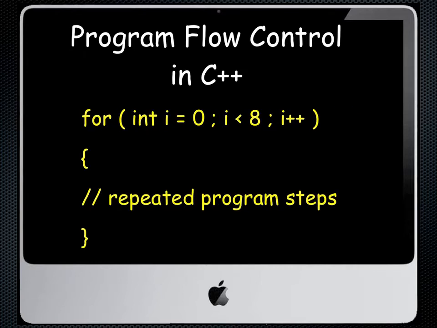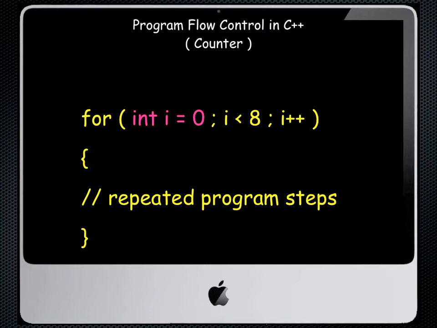This is a for loop. for, and in parentheses, int i = 0; i < 8; i++, and then an open squiggly with repeated program steps, and then a closed squiggly. Let's examine the parts of this for loop more carefully.